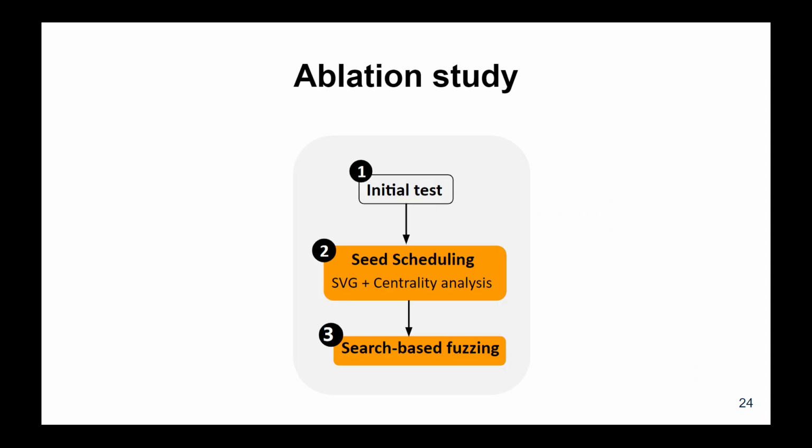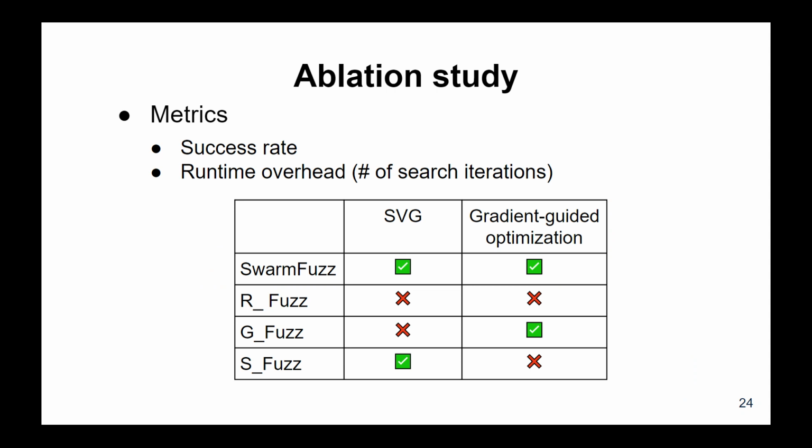We also perform an ablation study. Recall that we used two heuristics, the SVG and the gradient-guided optimization. To evaluate the effect of these heuristics, we compare SwarmFuzz with three alternative designs. The first is RFuzz. It doesn't implement either heuristic and instead randomly chooses the drone pairs as well as the spoofing parameters. Second, GFuzz. It only implements the gradient-guided optimization. Third, SFuzz. It only implements the SVG.